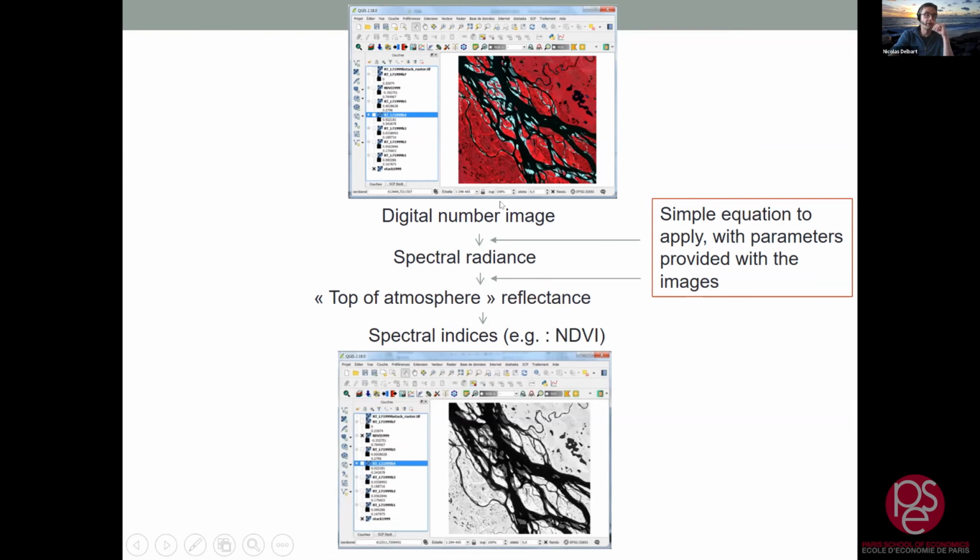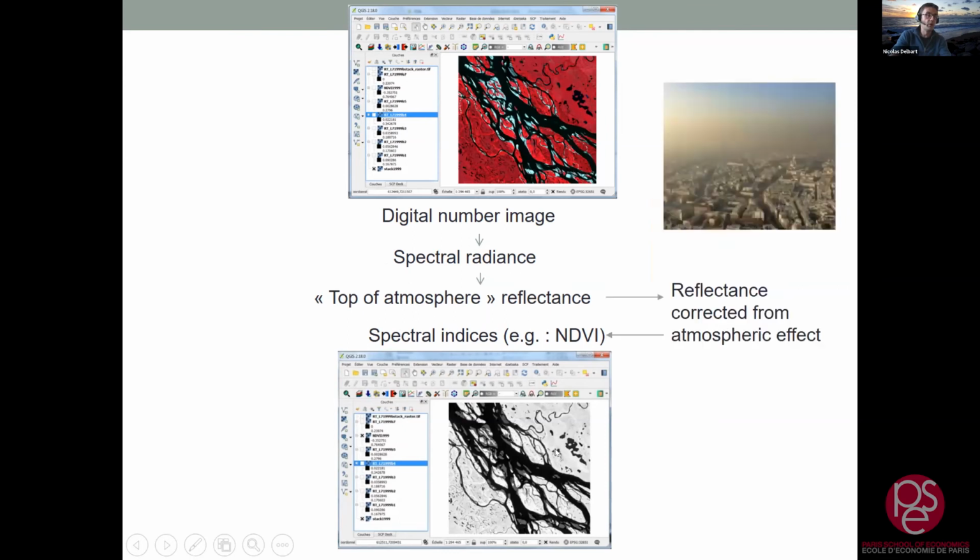So what we are going to do now is to develop this: what is measured by the sensor, and why it is expressed as a digital number. We will see how we can derive the top of atmosphere reflectance and introduce the spectral index. We will also see how this top of atmosphere reflectance is influenced by what is called the atmospheric effects. We can see one example here. Here you can see the Eiffel Tower.